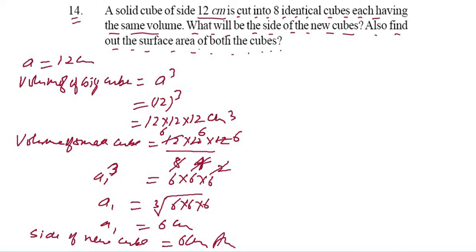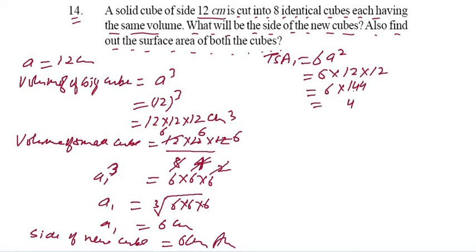Now find the surface area. That is the total surface area, TSA. That is the 6a square. So you can say 6 into 12 into 12. So you can multiply 6 into 144. So 6 4s are 24. 2 carry, 6 4s are 24, and 2 that is 26, and 6 1s are 6, and 2 that is 8 centimeter cube.